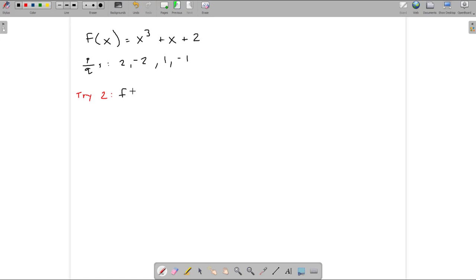F of 2 is going to give me 2 cubed plus 2 plus 2. Well, these are all going to be positive, right? This is 8 plus 2 plus 2, so there's no way that that's going to give me 0. That gives me 12, right? So 2 is not a 0 of this function. Let's try negative 2.